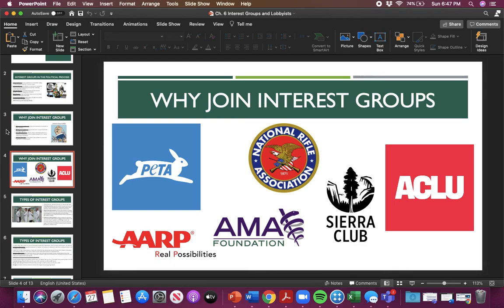The Sierra Club is an environmental protection type group. The AMA, the American Medical Association, they represent the interest of doctors and medical professionals. The AARP, the American Association for Retired Persons, they represent the issues that are really important to people over the age of 65. So these are some of the interest groups that you may have heard of or may be familiar with.